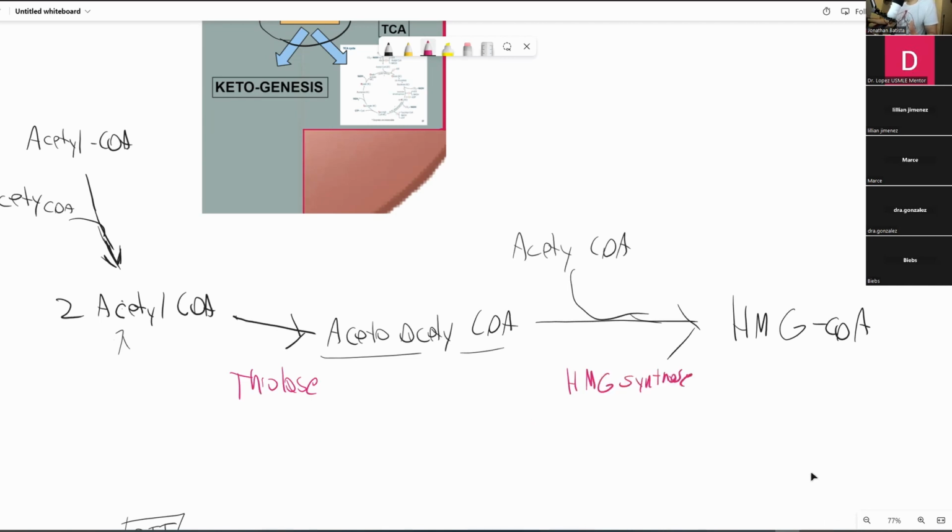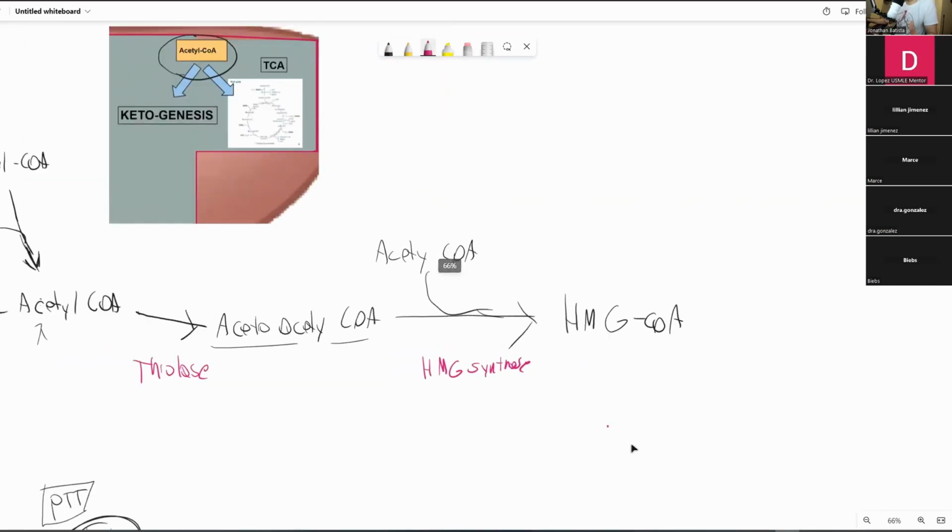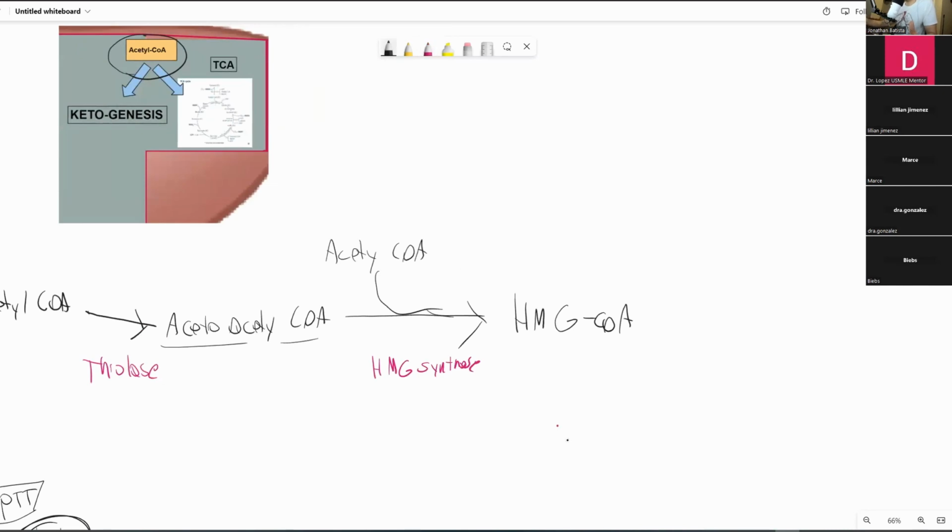All right, so the final step here in ketogenesis is that this HMG-CoA will have an enzyme, a very important enzyme. That's another thing I wanted to talk about today. Time is flying. We could actually mention that, but that's protein breakdown. That's different. Here I'm just ending the whole process of ketogenesis.